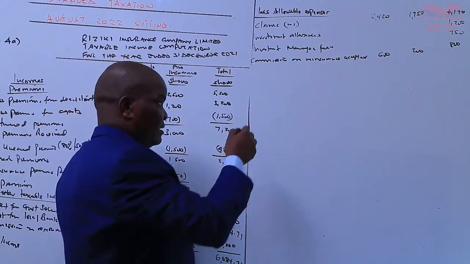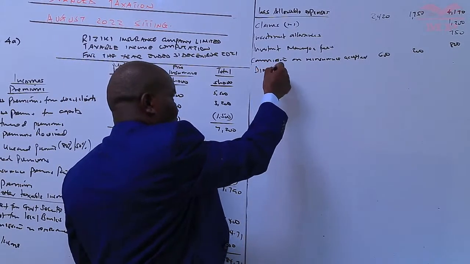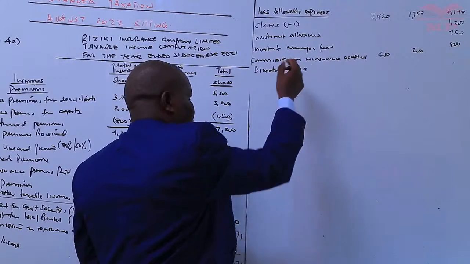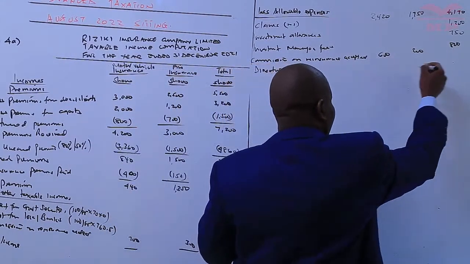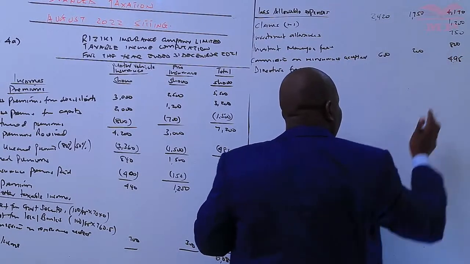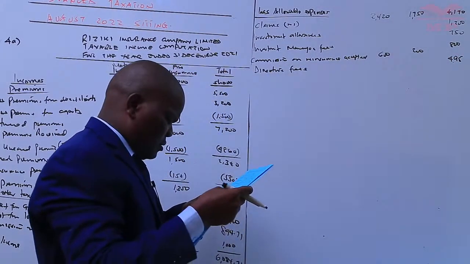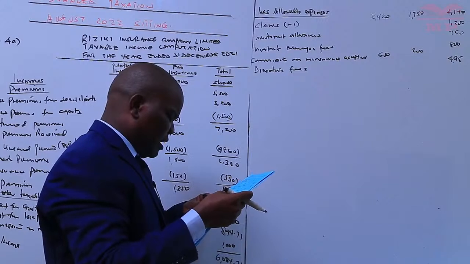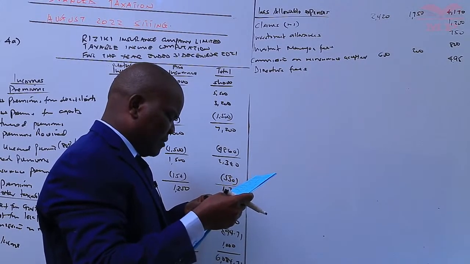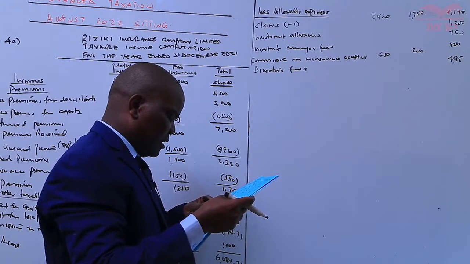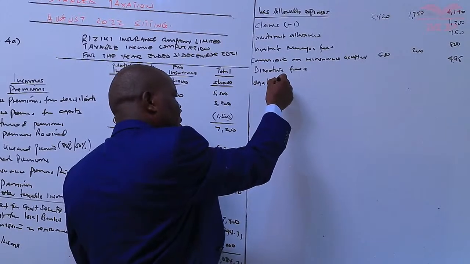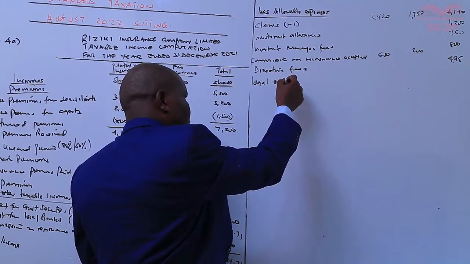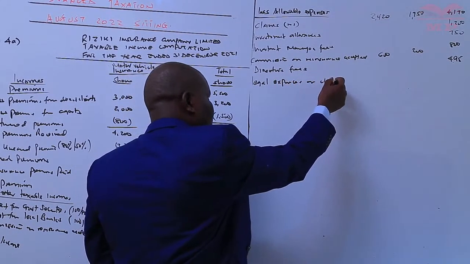We have directors' fees. This is a company, so directors' fees are allowable expenses. Directors' fees is 495 in total. We bring it here. 495. Reinsurance premiums paid we have dealt with. Claims outstanding at the beginning of the year we have dealt with. Claims paid we have dealt with. Legal costs on claims are allowable expenses. Legal expenses on claims.